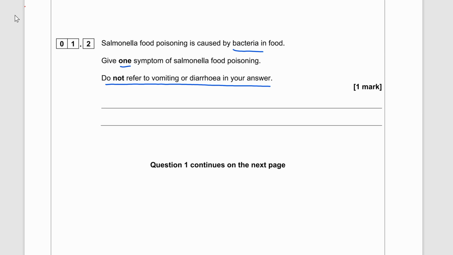Well, one common symptom for quite a variety of diseases is going to be a fever. So fever should be an answer because that's one of the responses to try and get rid of whatever pathogen is in your body. What we could say for another answer is that you might have abdominal or stomach pains.